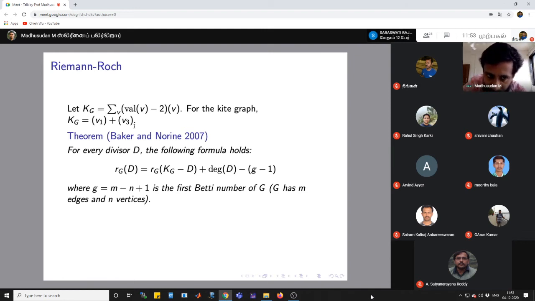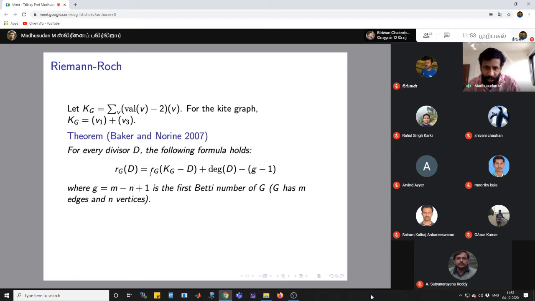So it says the following. Given any divisor, for every divisor D, we have the following formula for rank. The formula reads like this: the rank of D is equal to the rank of K_G minus D, plus the degree of D minus g minus 1, small g minus 1. That's what the formula is. So in some sense it's some kind of a recursive formula for rank, if you want. It's expressing the rank of D in terms of the rank of another divisor, K_G minus D.